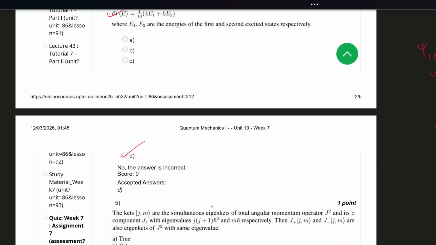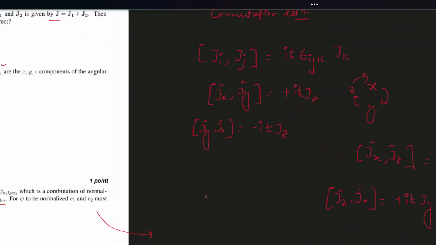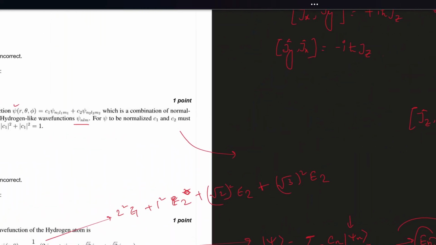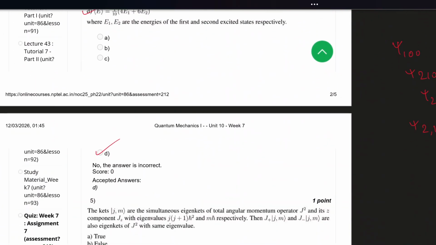Okay, now question number 5. So this was our solution for question number 4, of course. Question number 5 says: the kets |j,m> are simultaneous eigenkets of the total angular momentum operator J squared and its Z component Jz, with eigenvalues j(j+1)h-cut squared and m h-cut respectively. Then J plus |j,m> and J minus |j,m> are also eigenkets of J squared with the same eigenvalue. You have to say whether that is true or false.